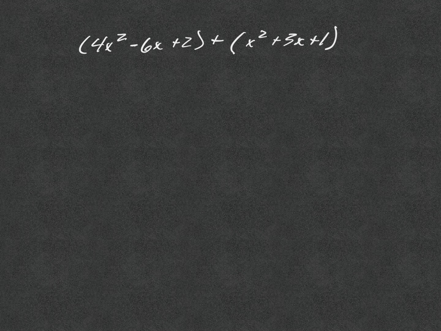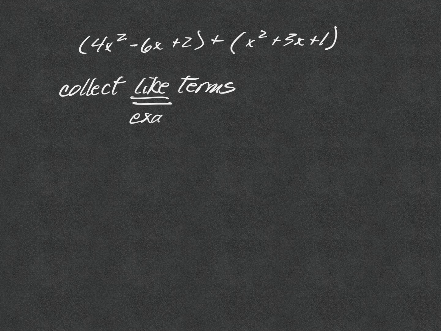Okay, we're back. How'd you do? How do we add this up? Well, what we do is we collect like terms. In general, this is a collect like terms problem. Now, how do we define like terms? Like terms are going to be terms that have exactly the same variable parts.